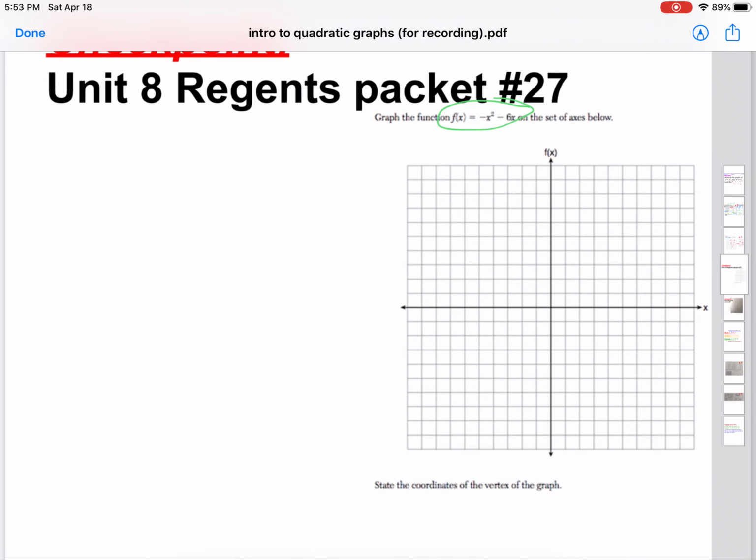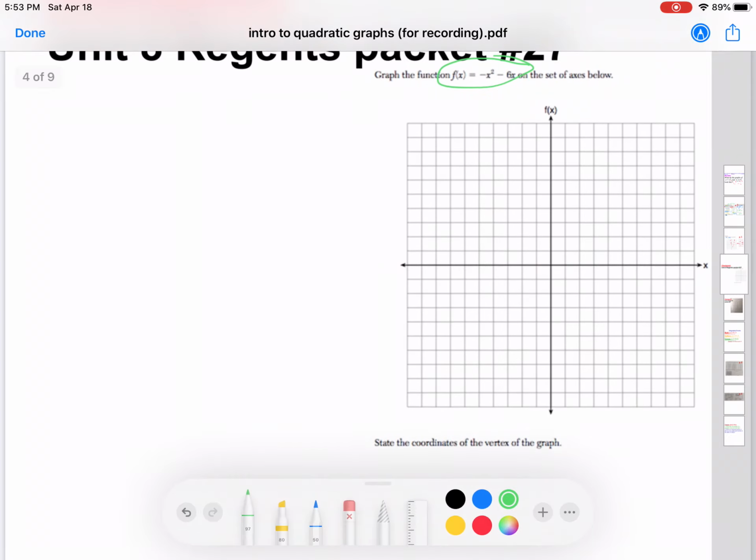So please take a moment, go ahead and try this, and only come back when you're ready to check your answers. If you're not able to print out the Regents packet, please just try to sketch this on a piece of paper.